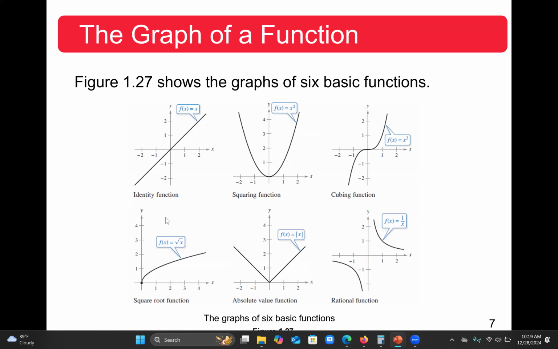Now, these are a few examples we have here. This figure shows the graph of six basic functions. So this is what we are doing right now, a linear function. This is what we call the identity function, f of x equals x, a linear. Also, we have a squaring function.